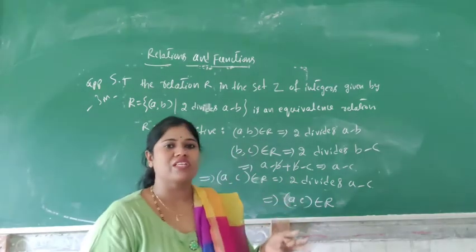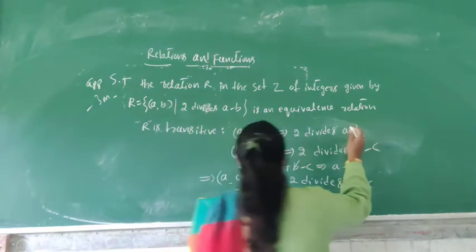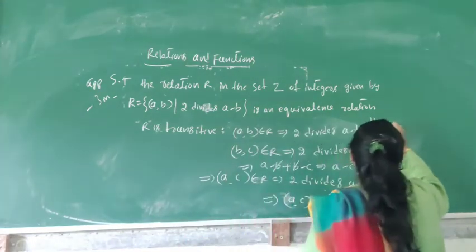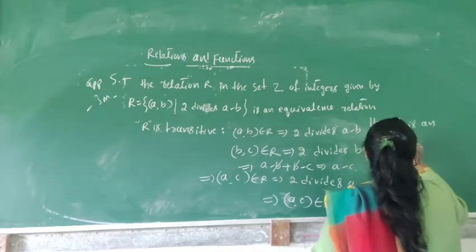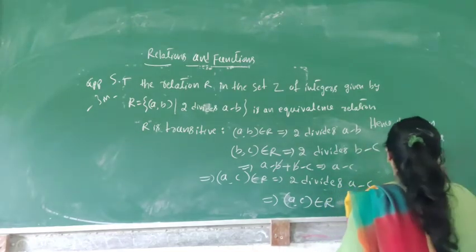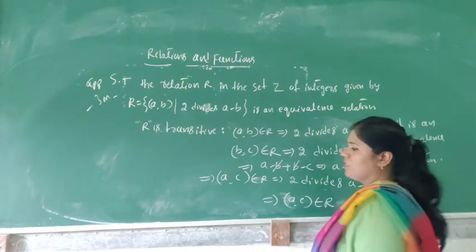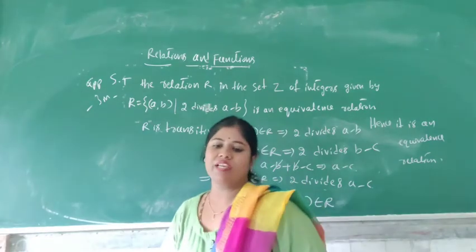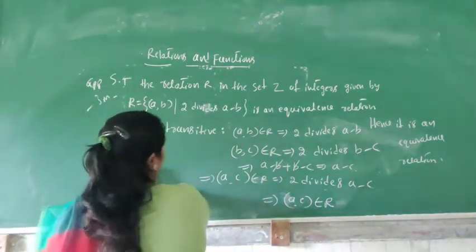Therefore, the transitive condition is also satisfied. Hence, it is an equivalence relation. If all the 3 conditions are satisfied, then it is called an equivalence relation. Okay?